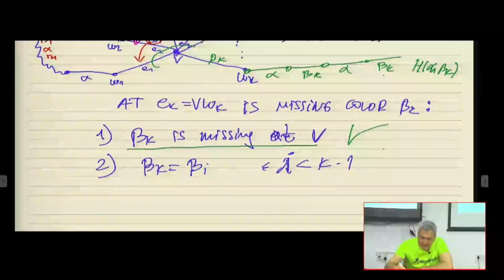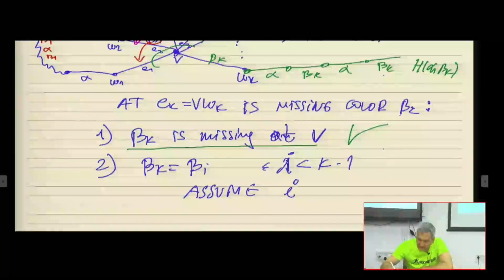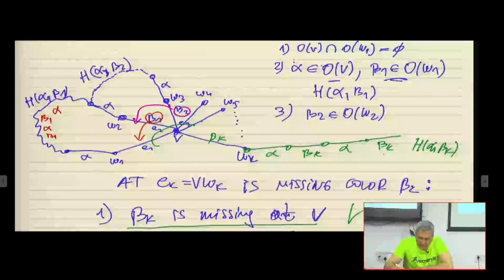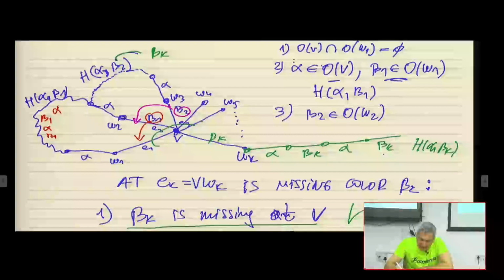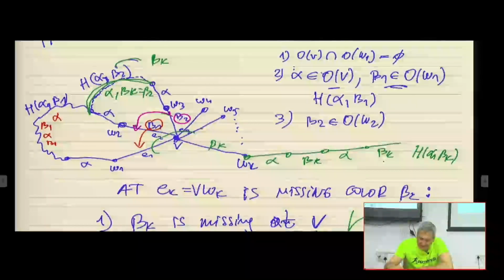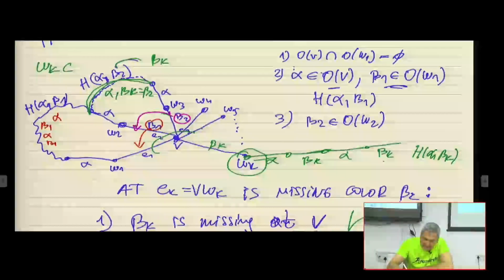For simplicity, not to draw another drawing, assume I is equal to 2. So look, beta K is equal to beta 2. But now we have this Kempe chain here, alpha beta K, or beta 2, which is the same. We have here beta 2, and then we move with beta 2 here. Now we see this other chain. Beta K, WK doesn't belong here.